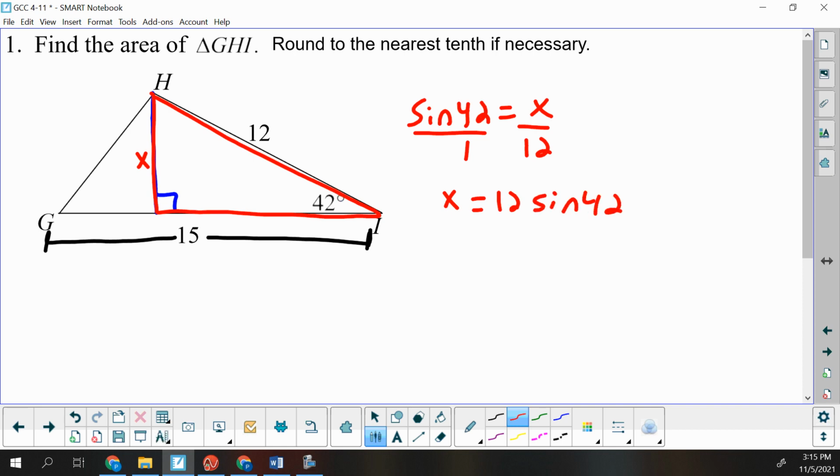We're just going to leave it as that for right now. So x is just 12 sine 42. It's just some number, likely a decimal that goes on forever. Now we have that vertical length, which we needed to find the area. So our area now is equal to 1/2 our base of 15 times our height, which is 12 sine 42.